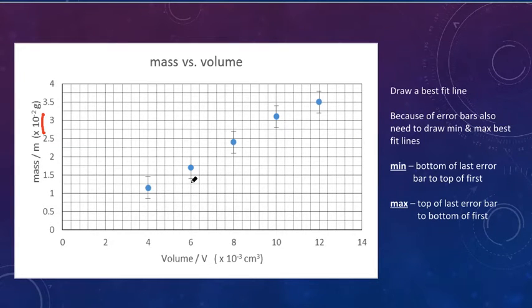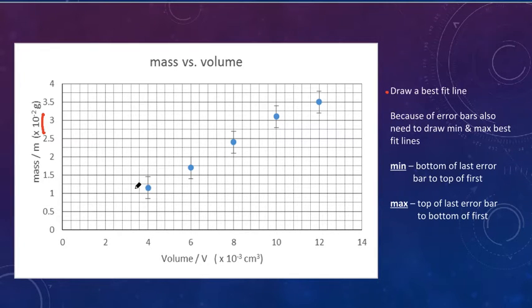We're going to do a couple of things. We're first going to draw a best fit. Nothing new there. But because there are error bars, we also have to draw a min and max best fit. So let's first take a look. Go ahead, pause it for a second and draw your best fit.